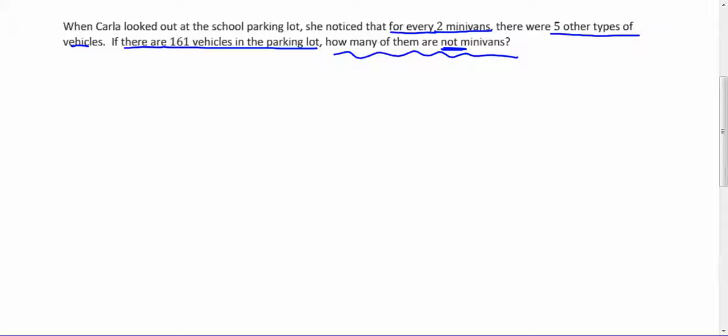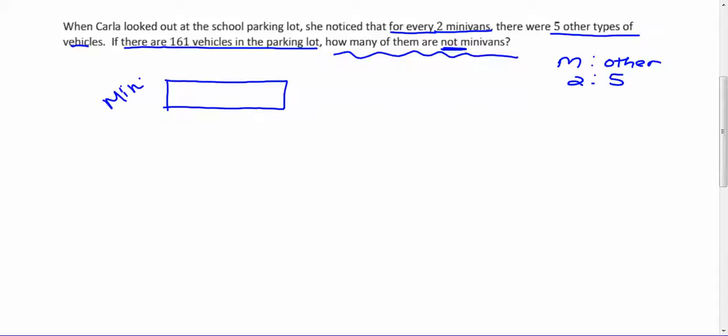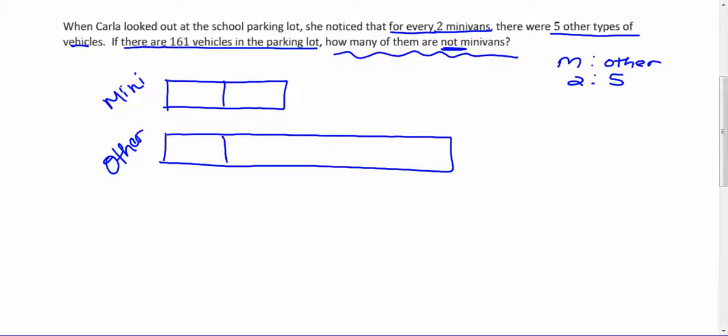So what you really want to do, and I'd help you get this set up a little bit if you're watching this. All right, so you're noticing that there's 2 minivans. So minivans to other, right, is 2 to 5. So we want to write that, or draw that, I should say, as a tape diagram. So I'm going to call that maybe mini, and this one other. And mini is 2, and the other was 5. So 1, 2, 3, 4, 5, right? Okay, so we have 2 to 5.